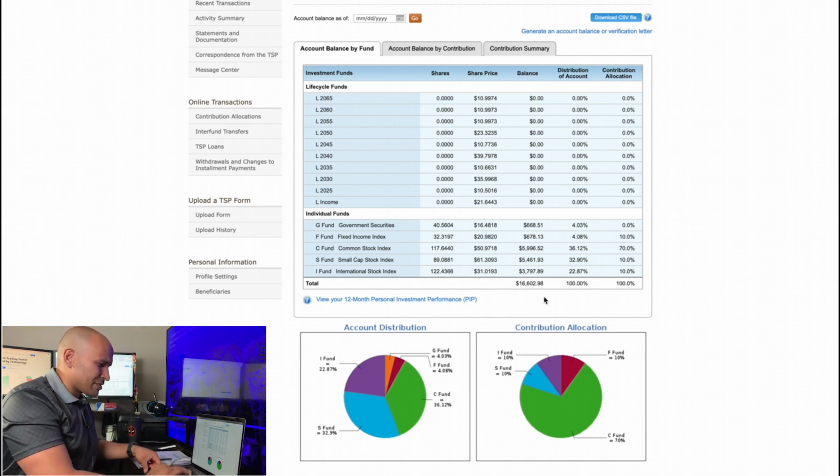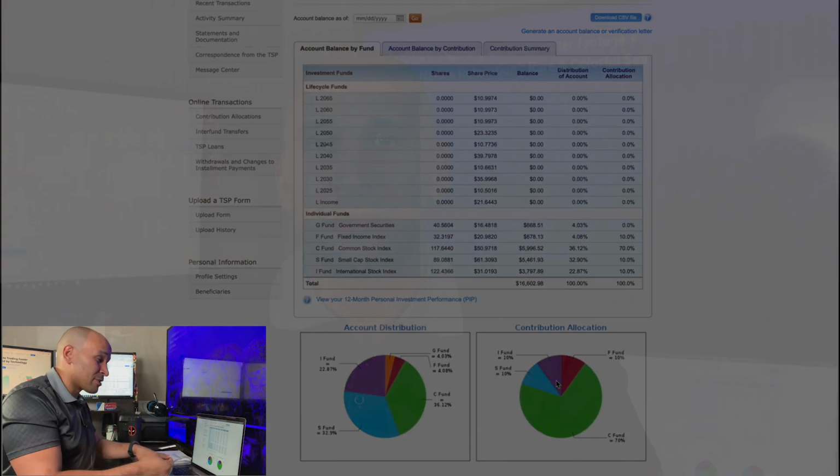Currently, I'm sitting at about 16,000. The C fund is sitting at 70%. F, S, and I are at 10%. I'm going to leave my military account just like this. I'm not worried about where it's sitting. I'm going to let it grow, and I'm going to up my contributions. Ideally, I would like to put in roughly $1,000 a month is where I would like to be. And that's where I'm hoping to get my finances to, that I can contribute $1,000 a month.